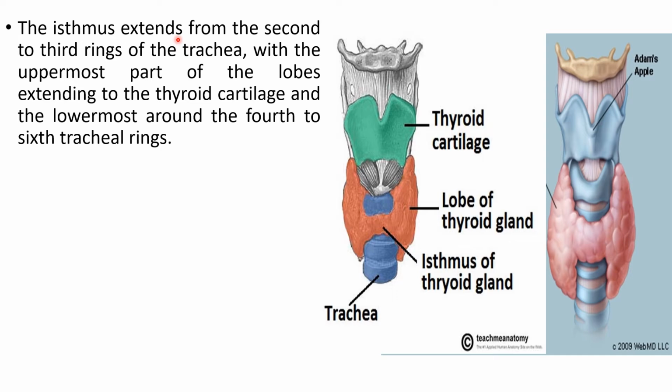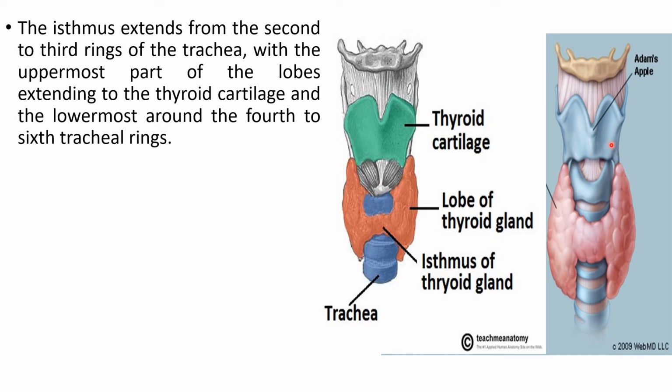About the extensions of the isthmus and the gland, the isthmus extends from second to third rings of trachea. This is the isthmus. It extends from second to third ring of trachea. The uppermost part of the lobe extends to the thyroid cartilage. This is the uppermost part on both sides. It extends to the thyroid cartilage.